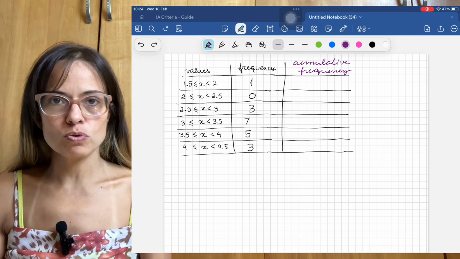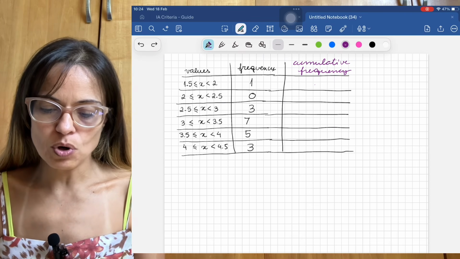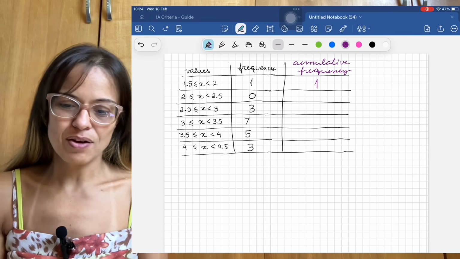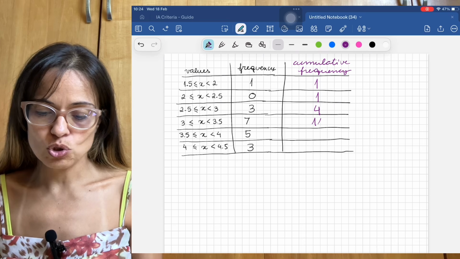Cumulative frequency is also something that plays a similar role in continuous data. So this would be 1. And on the second line, I don't have anybody new, so it's still 1. The next one, 1 plus 3 is 4, and so on.